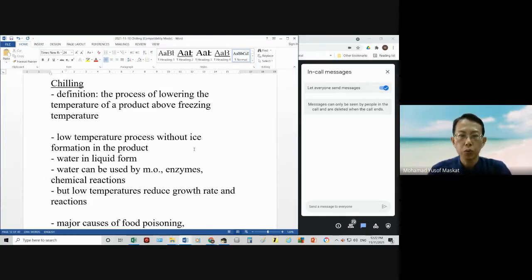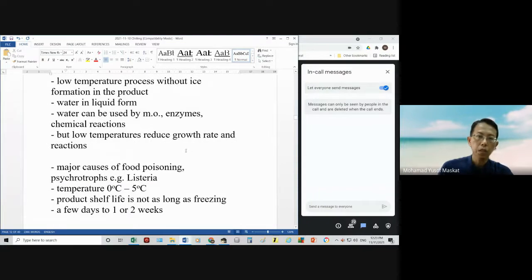So when we are preserving foods using the chilling method, we are lowering the temperature, but it is still in the liquid form. It is similar to putting our food product in our refrigerator, but not in the freezing part of the refrigerator. So that is the chilling. It is usually around 4 to 5 degrees Celsius. So it is a low temperature process without ice formation in the product. So water in liquid form can be used by the microorganisms, enzymes, chemical reactions, etc.